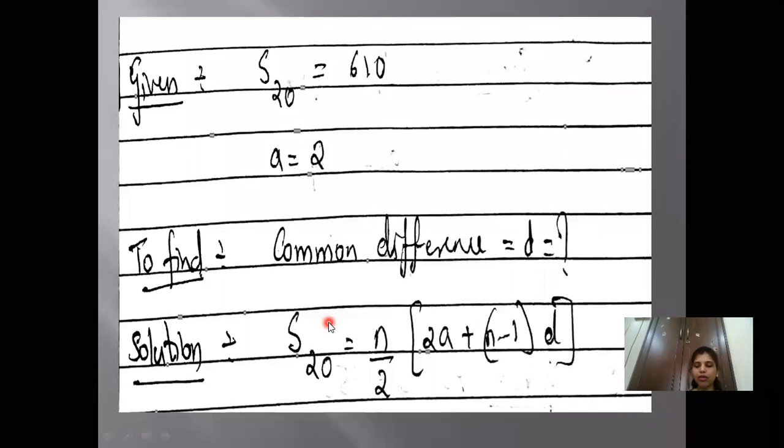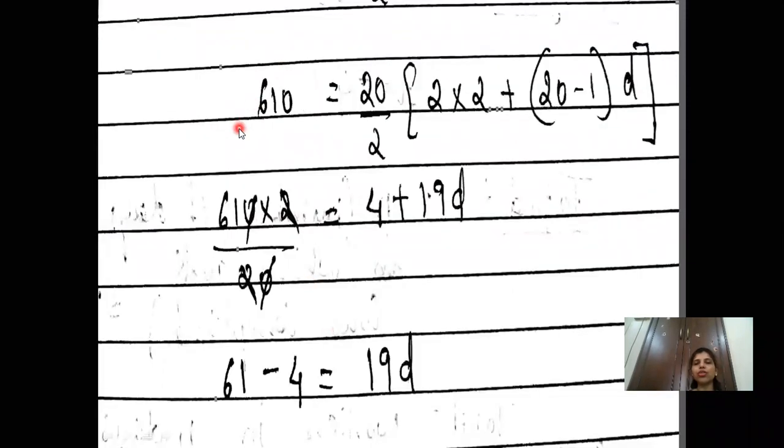So after that, in the next slide, we substitute the values: 610 is equal to 20 upon 2 bracket 2 into 2 plus 20 minus 1 d. Okay, so now we'll be solving this small bracket. 20 minus 1 is 19, 19d, and 2 into 2 we got 4. Now you can simplify it over here, or just take the reciprocal, and when you're taking it over, division becomes multiplication and multiplication becomes division.